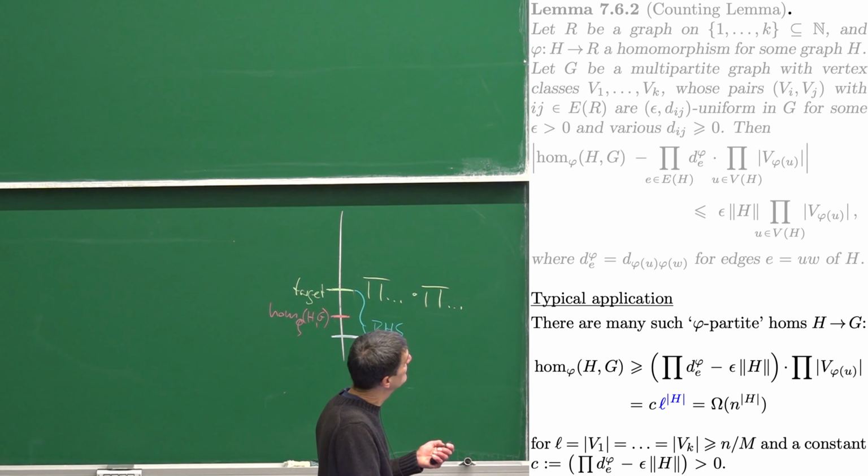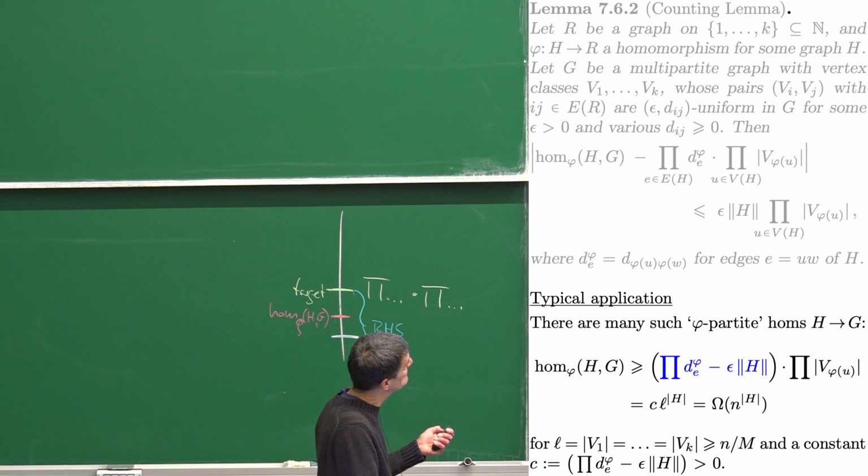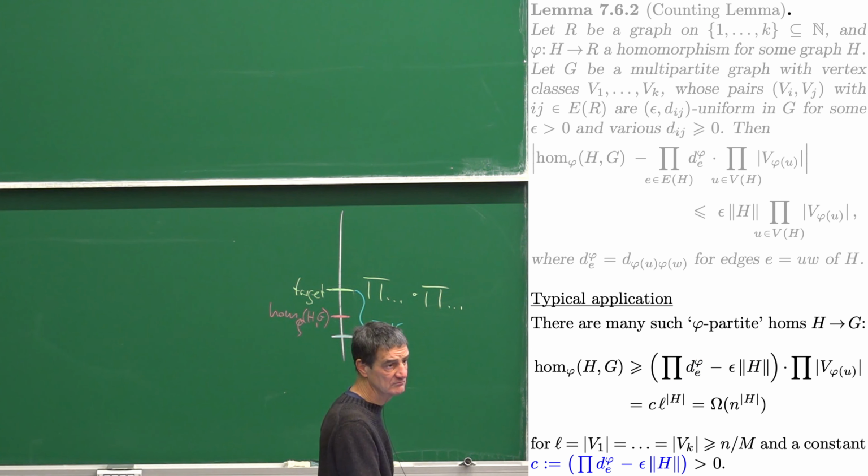So this product here equals l to the power of the order of H. And what is in the brackets now, the difference between the product of all the densities and epsilon times the number of edges of H, all that is a constant. Because these densities are given. They're fixed from the start. H is fixed from the start. Epsilon is fixed. So all this is some constant.